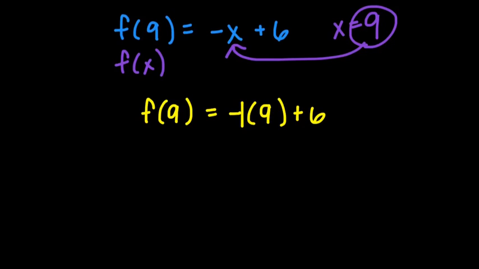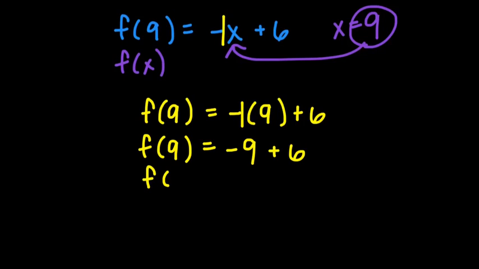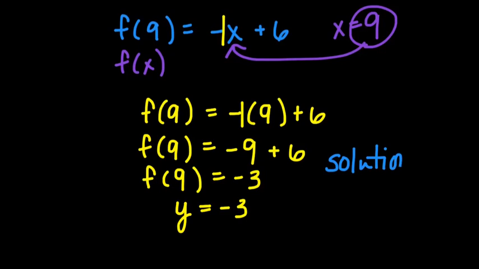And understand that this is actually a -1 in front of that x there. So this is f of 9 equals -1 times 9, which is a -9, and then plus 6. So here we have f of 9 equals -9 plus 6, which is a -3. So ultimately the y value then is -3. And if I were to write my final solution, then the coordinate with which it is at, when x was 9, the y was -3. So that would be the coordinate there.